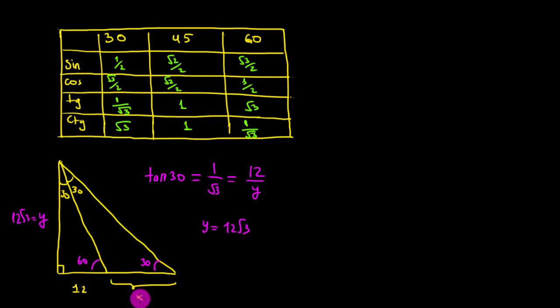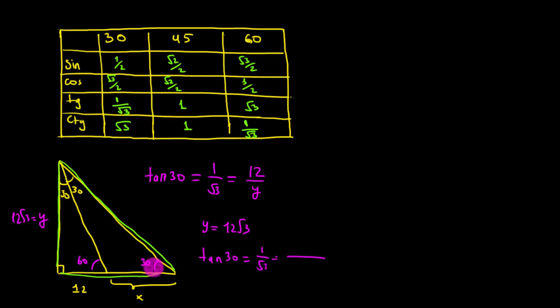Now let's find x. How to find? Okay, we'll use the same logic. The same tangent 30, yeah? Tangent 30, we know that it is 1 over root 3, and we can use the same pattern here. In the first example we looked at the small triangle, and now we're going to look at the bigger one, this one. So tangent 30 is 1 over root 3.